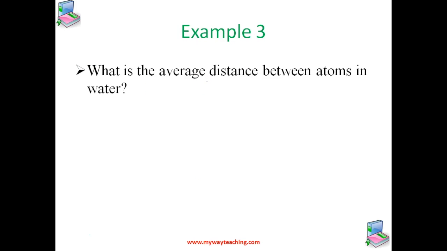Now moving to the next problem. What is the average distance between atoms in water? So here we should use the data which is given in example 1 as well as in example 2. Okay. See, a given mass of water in vapor state has 1.67 into 10 raised to 3 times the volume of the same mass of water in liquid state that we studied. Okay.